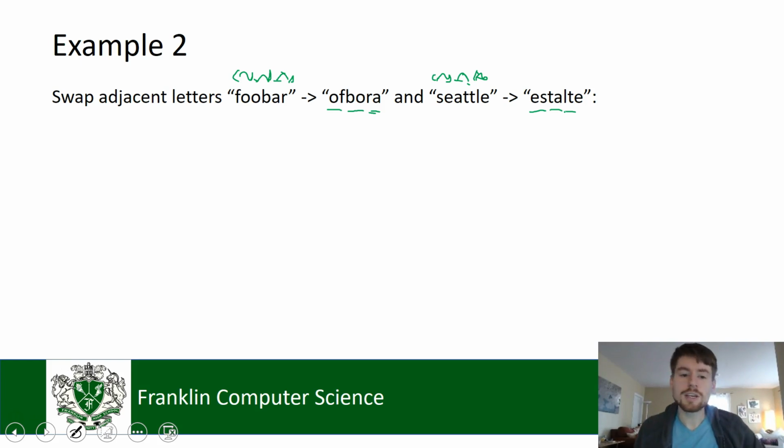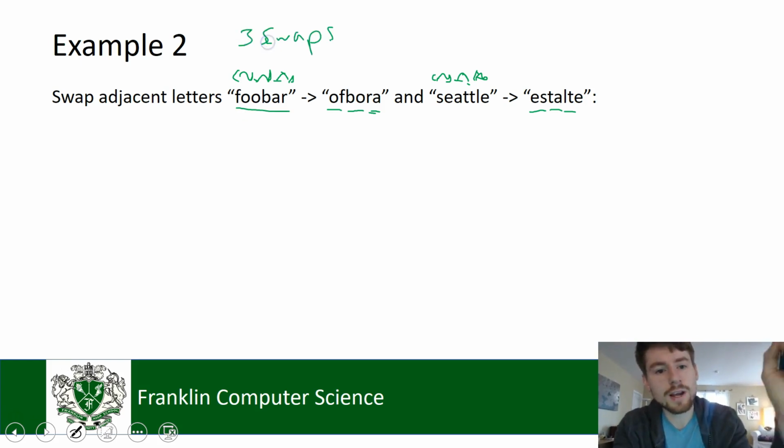It's a good idea when you've got things that happen to pairs that you figure out what happens when there's an even number of letters versus an odd number of letters, because things might behave a little bit differently and you have to think about those cases. In this case, we are performing swaps. How many swaps are we performing? That's a good way to think about this problem, because then that gives us a handle on our for loop, right? Our for loop is going to do something some specific number of times. For foobar, we performed 3 swaps, right?